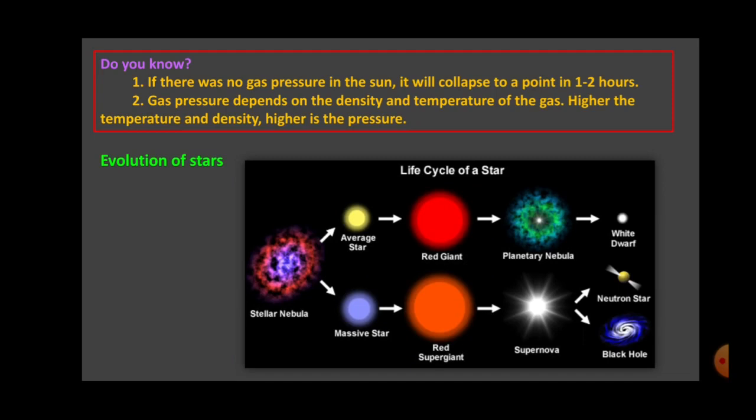Now, when all the possible fuels inside the star are exhausted, the energy generation completely stops, and the temperature of the star also starts decreasing, and slowly the balance between the gravitational force and the gas pressure is disturbed, and due to this, the stars move towards their end stages.